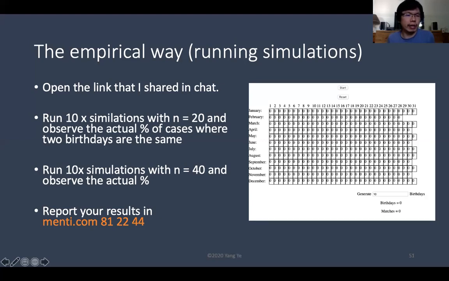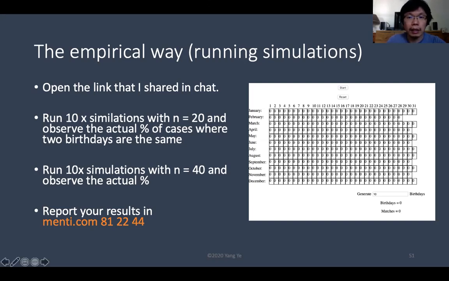Quickly, what I would like everybody to do is run 10 simulations with n equals 20, okay. And every time you see a 2 or 3 somewhere, it means that some of the birthdays overlap. If the match count is non-zero, that means there is an overlap. So I would like you to run 10 times and record every time whether there is an overlap or not. Record a 1 if there is an overlap, and a 0 when there isn't, and run that 10 times with n equals 20, okay? And then switch to n equals 40, and run it 10 times again and observe the actual percentage of cases where two birthdays are the same.